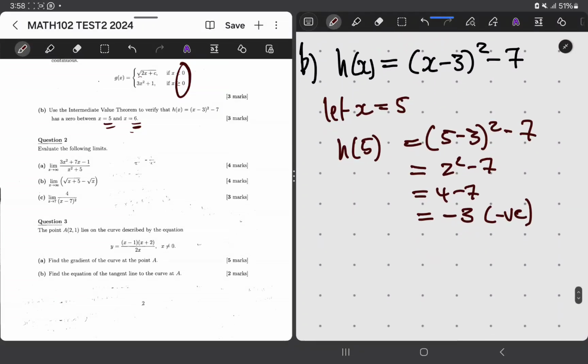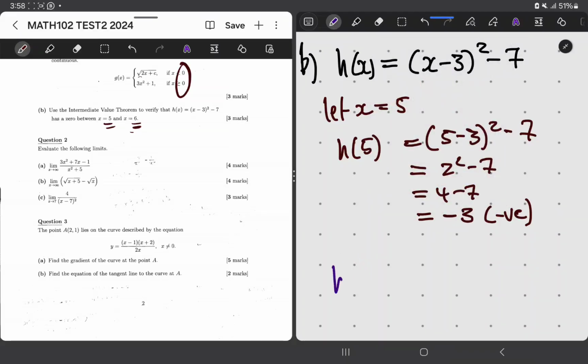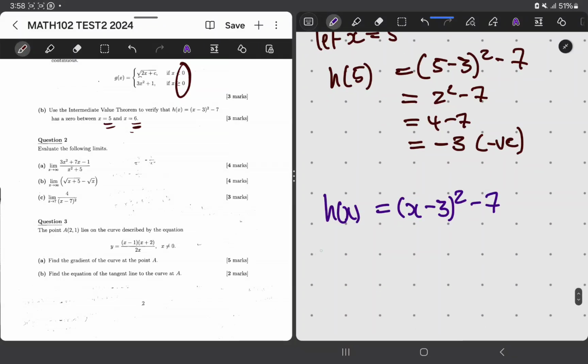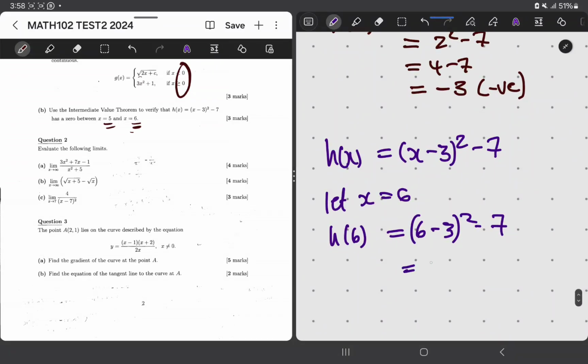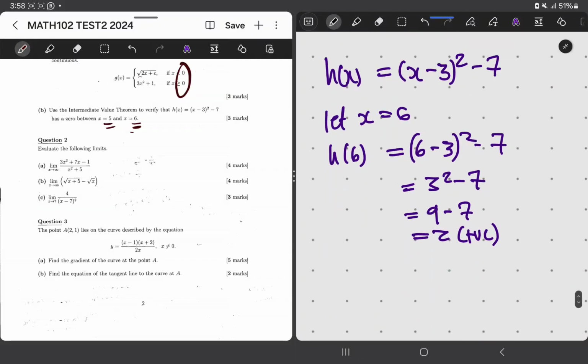Okay, then now again, the h of x is that. So we'll now say h of x, we write it again if you want. h of x is equal to (x minus 3) squared minus 7. Then you can now say let x be equal to 6. You now have h of 6 being equal to (6 minus 3) squared minus 7, which is now 6 minus 3 is 3, squared minus 7, which is 3 squared is 9, minus 7, which is going to be 2, and this is a positive thing. Okay, so now what we are seeing is that, look at it, one gave us a negative solution, the other one gave us a positive solution. So there is a sign change.